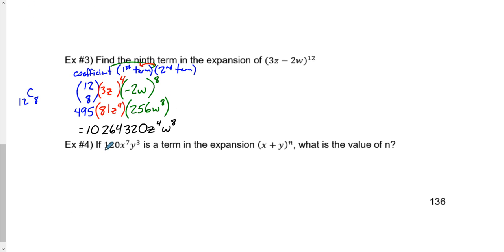Okay, next question. If 120 x to the power of 7, y cubed is a term in the expansion of x plus y to the power of n, what's the value of n? Hopefully you can quickly read. The answer should be 10, because 7 plus 3 is 10. That's all it has to be for that question.